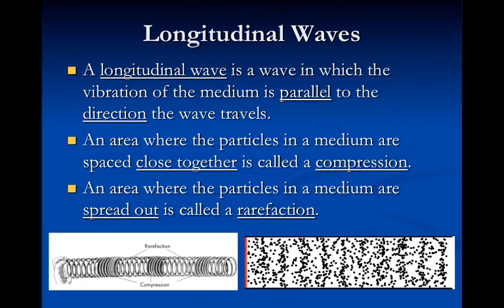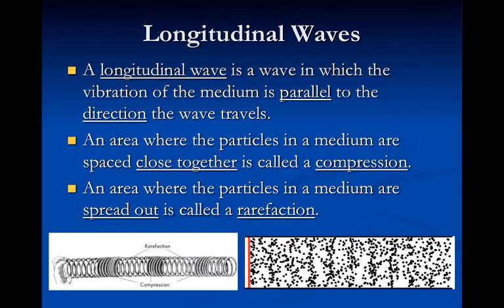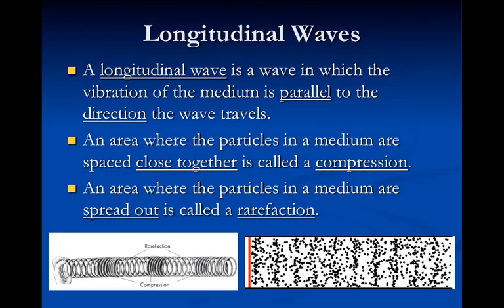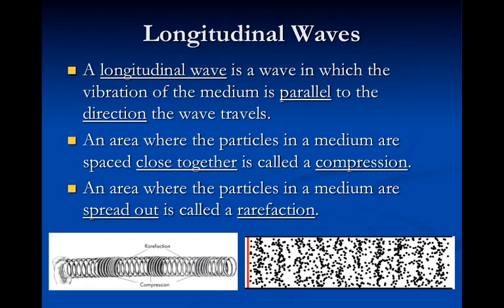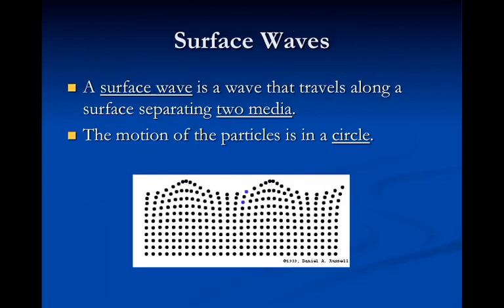Where the slinky wires come close together, it's called a compression, and you can see that's where the darker parts of the dots on the animation, those would be compressions, and where they're spread farther apart and it's not quite so dark, those would be rarefactions. So where it's more spread out is a rarefaction, where they're closer together, it's a compression.